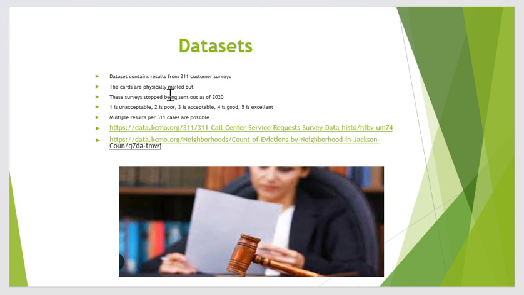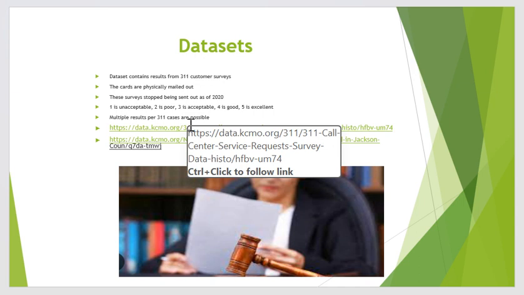These surveys stopped being sent out as of 2020, and the results are scaled between 1 to 5, where 1 is unacceptable, 2 is poor, 3 is acceptable, 4 is good, and 5 is excellent. Multiple results per 311 case are possible due to multiple people requesting the same service for the same location. For example, if 10 people ask 311 to have the city repaint a crosswalk at 12th and Grand Street, each of them will be mailed a survey and the results will be shown in the dataset. The second dataset contains results of court evictions, grouped by neighborhood. The dataset is capped from the year 2014 to 2016. It gives detailed insight into the number of evictions that have taken place in these neighborhoods.